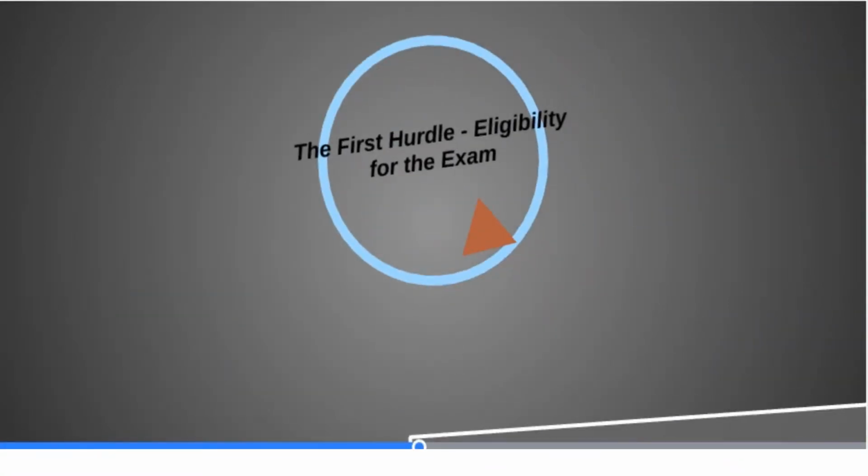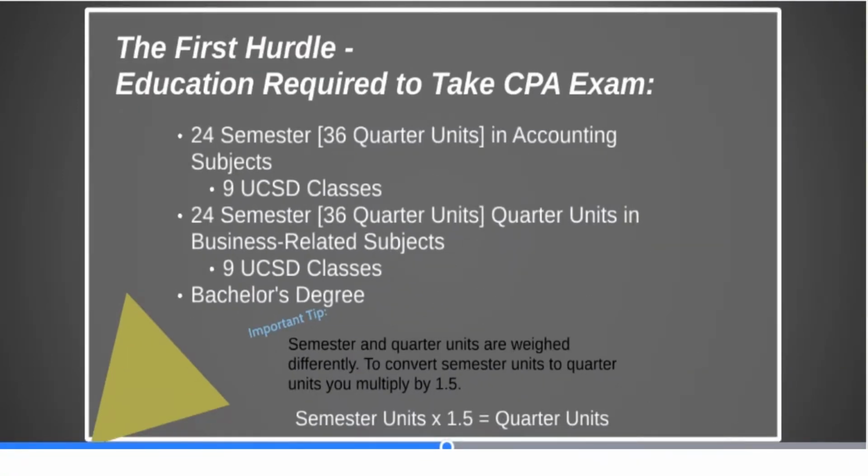So let's talk about the first hurdle, the eligibility for the exam. In order to be eligible to take the CPA exam, you need to have completed 24 semester or 36 quarter units of accounting subjects. That equals 9 UCSD classes. You also need to have completed 24 semester or 36 quarter units in business related subjects, which is another 9 UCSD classes. Additionally, in order for you to be able to walk into the exam, you need to have completed a bachelor's degree.